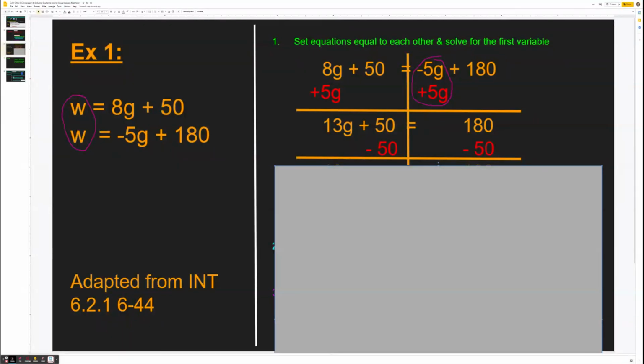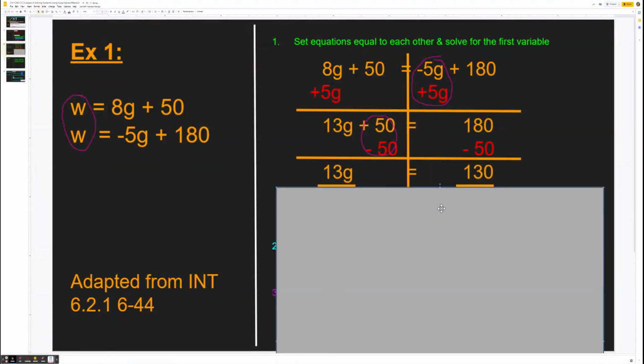And again, the reason why we do that subtracting 50, just like we did up above, is that we need this to turn into that zero pair. And to keep it balanced, we have to do that same thing to both sides of the equation. So on the left, we have 13g, and on the right, we have 130. Then from here, we know we need to get rid of this 13. And so what's our last step?